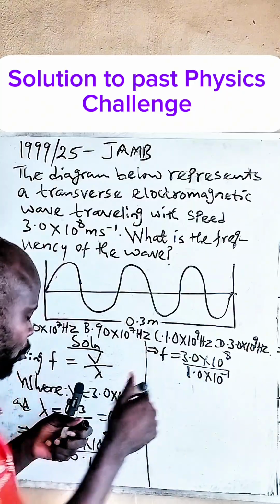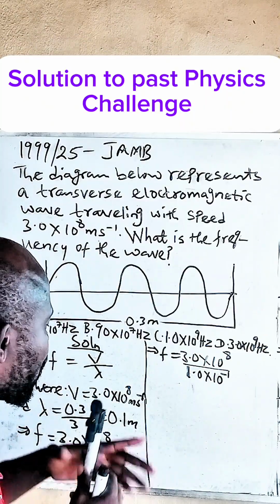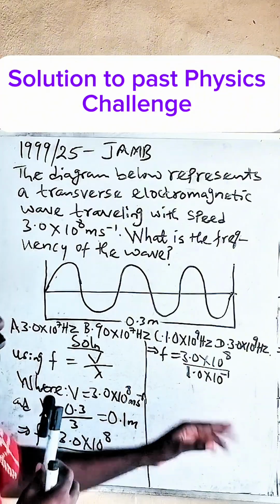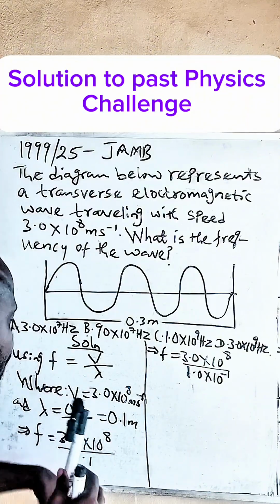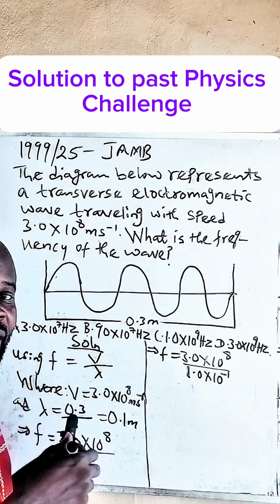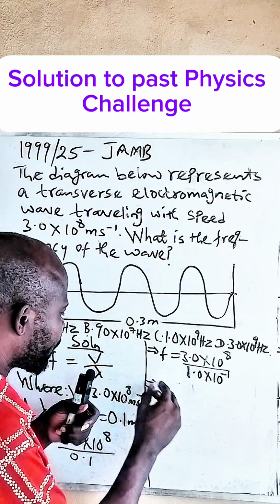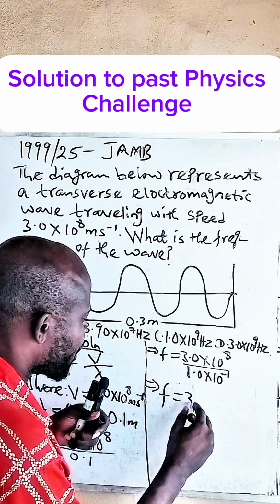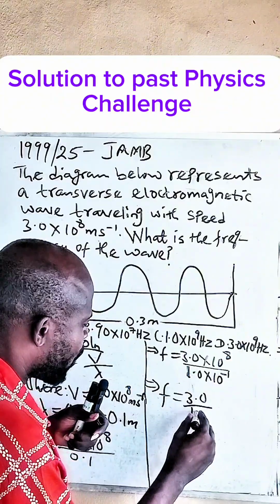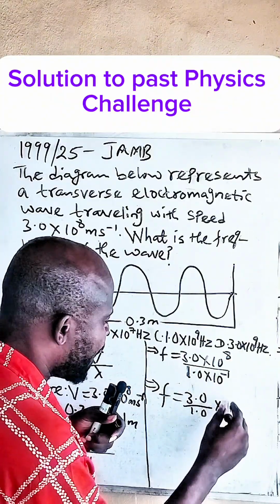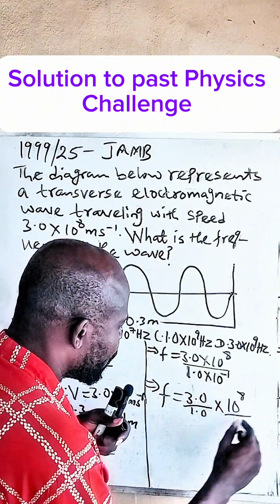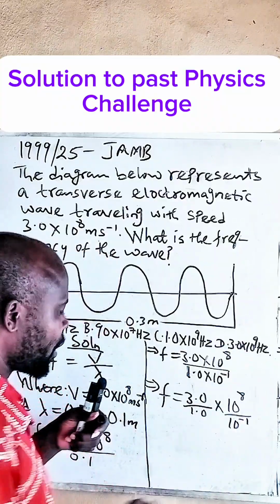power minus 1. Do your research or go back to SS1 work, standard form. This is how to convert it. You just shift the decimal place and you have something of this nature. So now, at this point, you also agree with me that our frequency will be 3.0 divided by 1.0 multiplying 10 raised to power 8 divided by 10 raised to power minus 1.